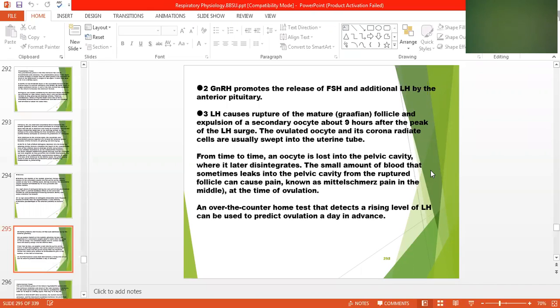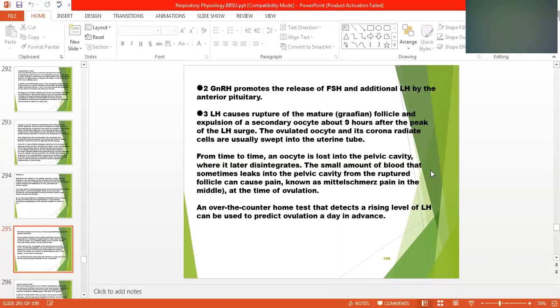Today we are going to discuss the LH surge and other hormones of the female. From time to time, an oocyte is lost into the pelvic cavity, where it later disintegrates. The small amount of blood that sometimes leaks into the pelvic cavity from the ruptured follicle can cause pain, known as mittelschmerz pain, in the middle of the cycle at the time of ovulation. This happens rarely, in few females.